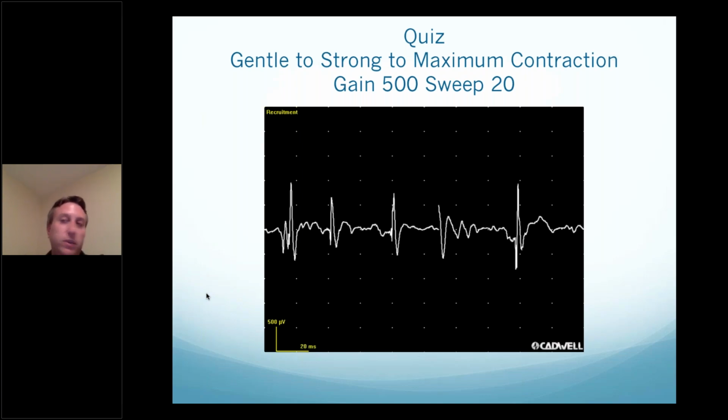Exactly, you got it right on the head. This was a normal recruitment. I threw this in here just to throw you off a little bit, but you got it. That's very good. This is a normal muscle.